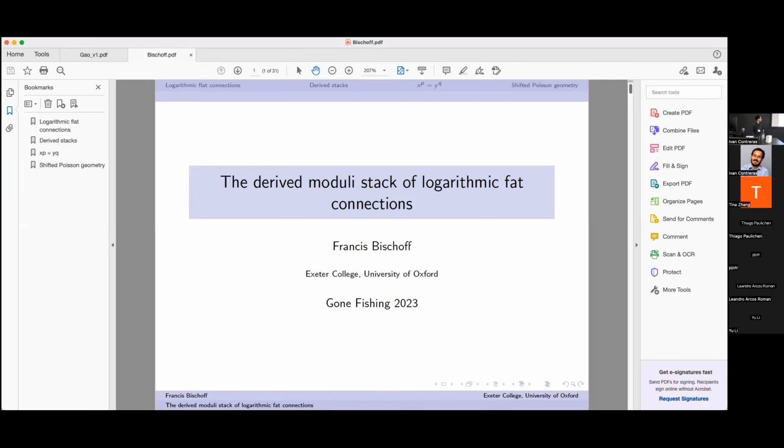So yeah, what I'm going to tell you about today is a project that I've been working on for a few years now. I have a couple of papers on the arXiv, and for today, I'm basically going to focus on the third paper, the derived moduli stack of logarithmic flat connections.